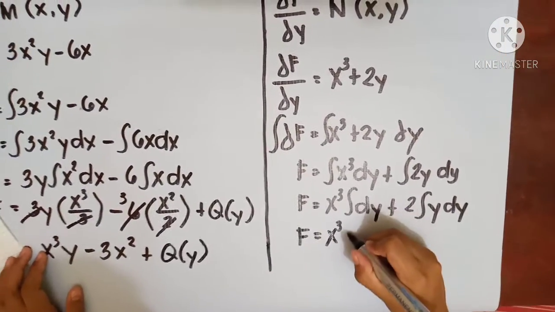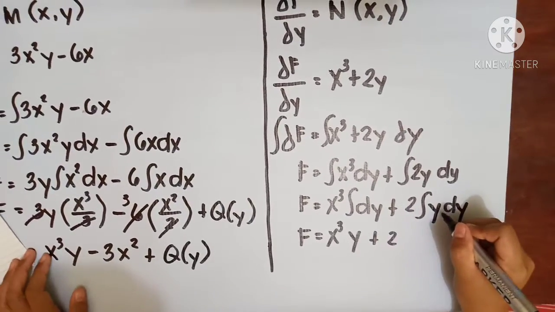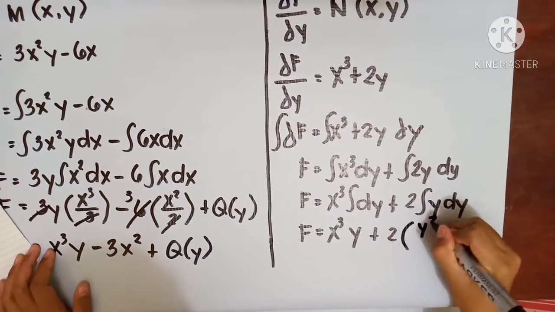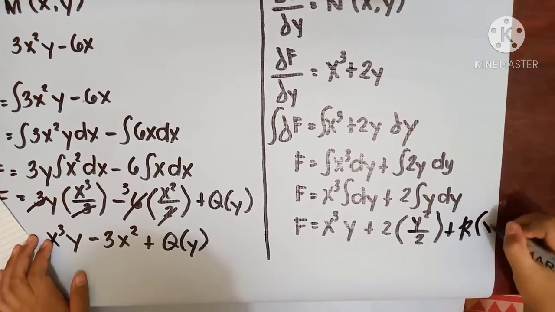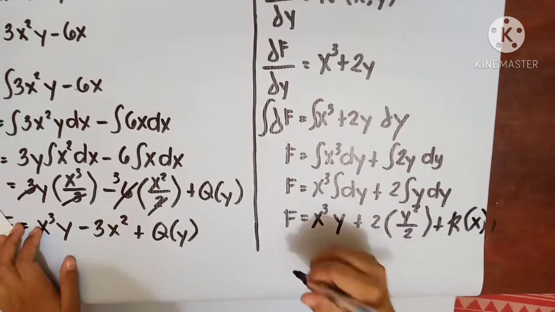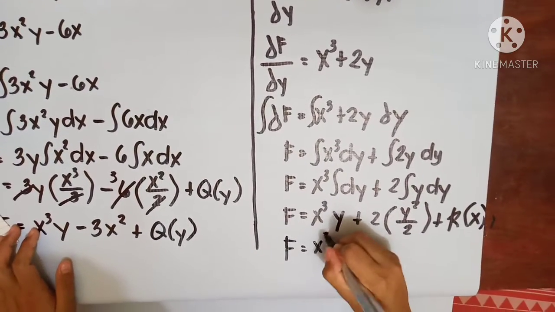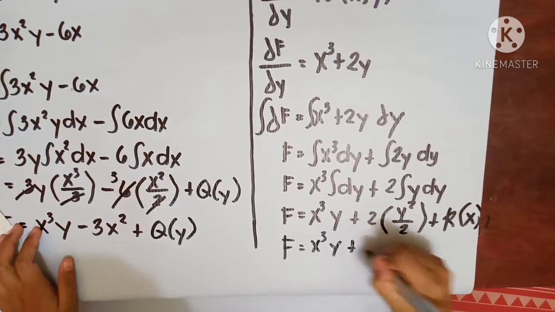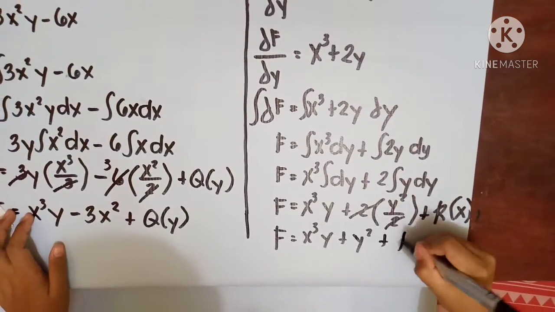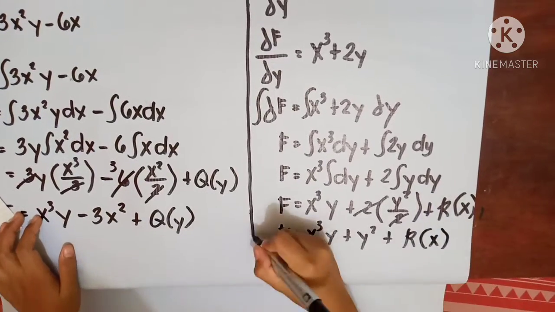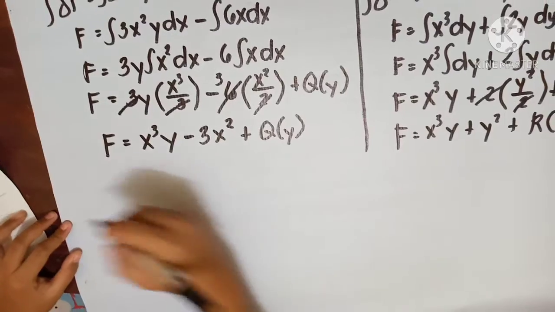X cubed integration of dy is simply y plus 2 integration of y is y squared over 2 plus r of x. So our answer is x cubed y plus y squared, because 2 can be cancelled, plus r of x. We will then equate our two solutions.